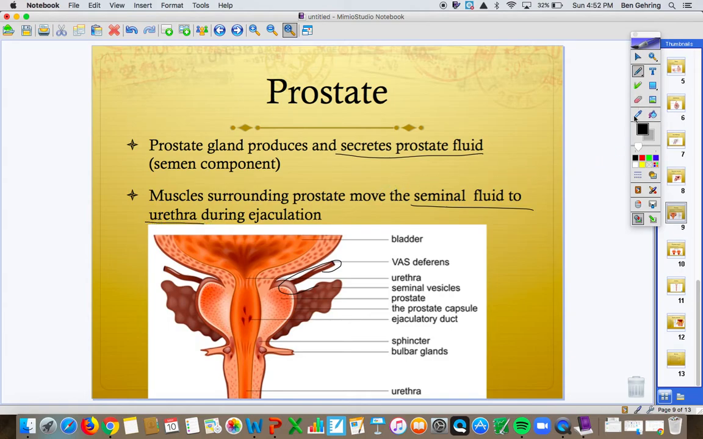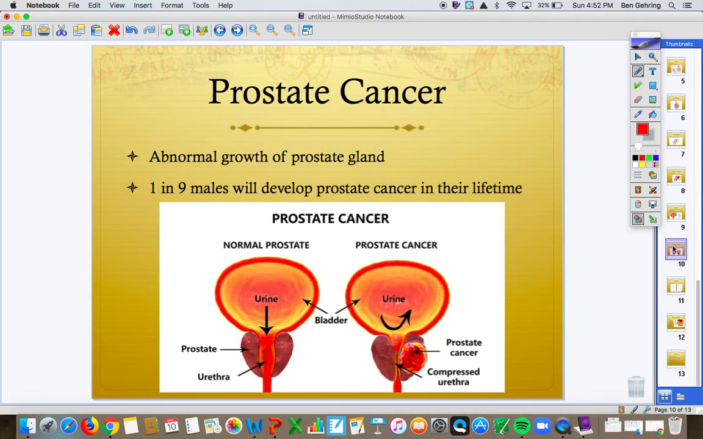So when you go to get rid of the sperm, it moves the sperm to the urethra so it can be expelled from the body. But this is your prostate. Since we're talking about the prostate, one of the common ailments with males is prostate cancer. Now, prostate cancer is a growth or enlargement of your prostate gland.